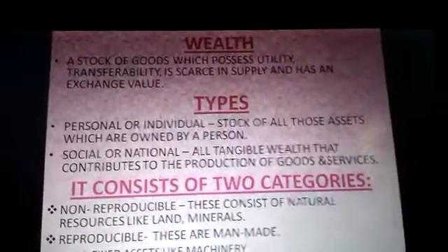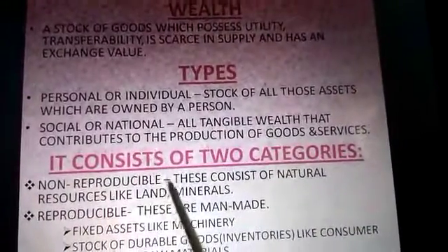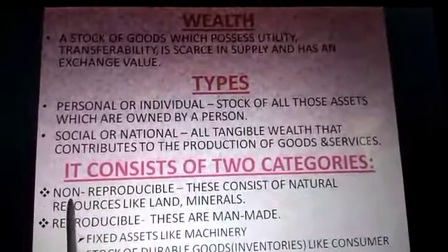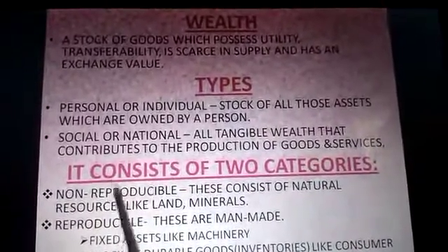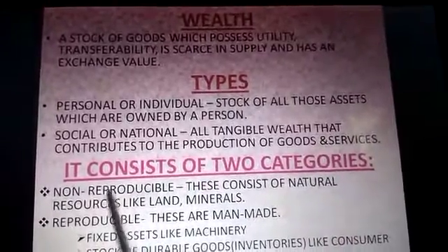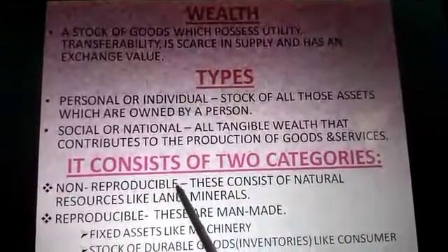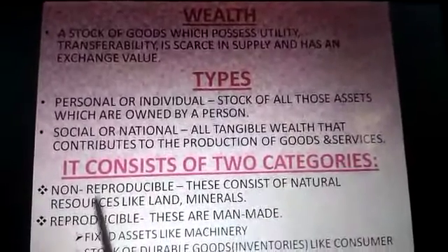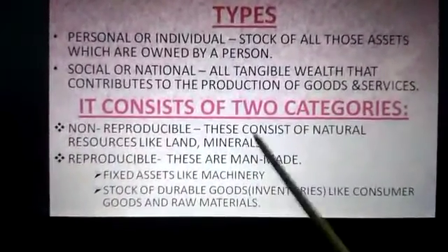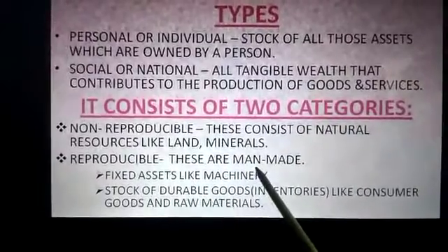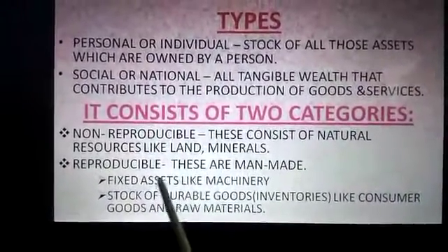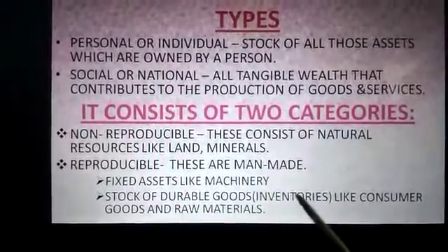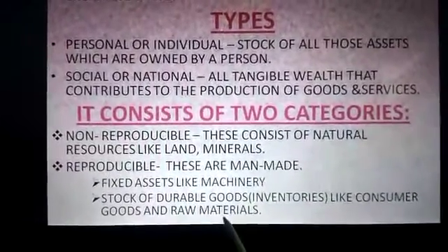Then wealth can again be of two more categories. One is reproducible and the second one is non-reproducible. Non-reproducible means man cannot make it. For example, natural resources like land, minerals, etc. And reproducible means man-made, man can make it. For example, fixed assets like machinery, tools, etc. and stock of durable goods, that is inventories like consumer goods and raw material.